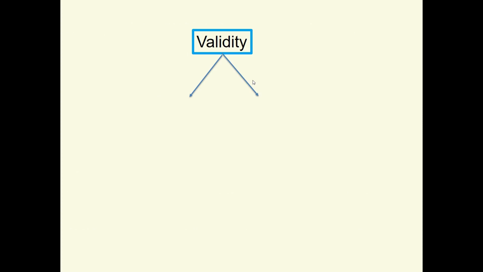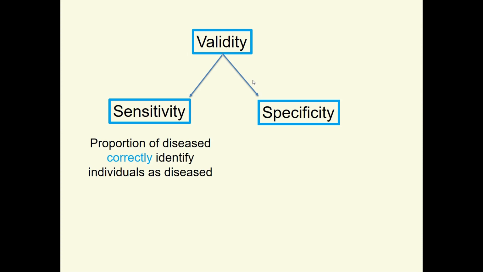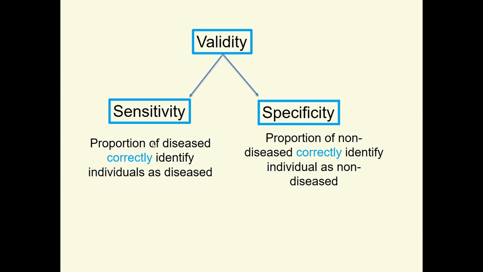These two concepts, sensitivity and specificity, are widely used. So what exactly is sensitivity? Sensitivity is diagnosing truly a patient who has a disease. That means the proportion of diseased individuals correctly identified as diseased. That means someone who has a disease, the test shows that person has a disease. That is sensitivity. And specificity means the proportion of non-diseased individuals correctly identified as non-diseased.